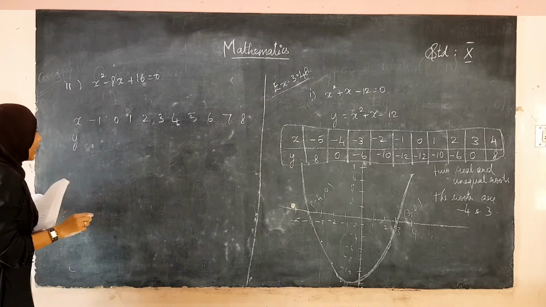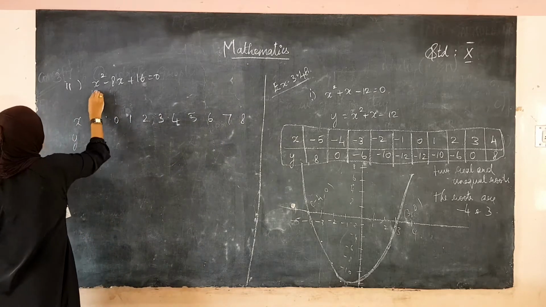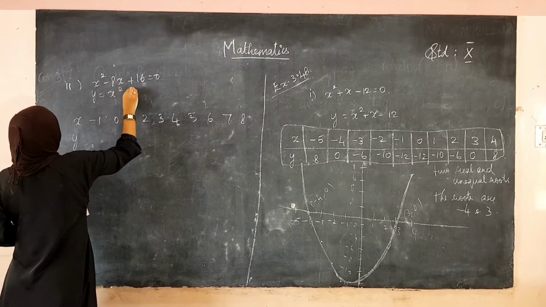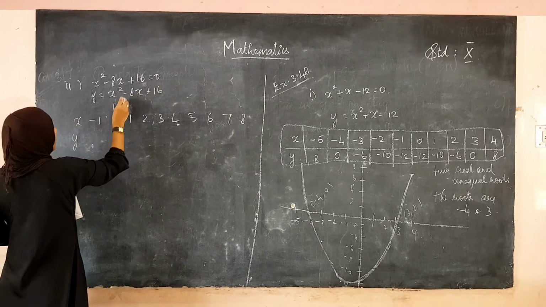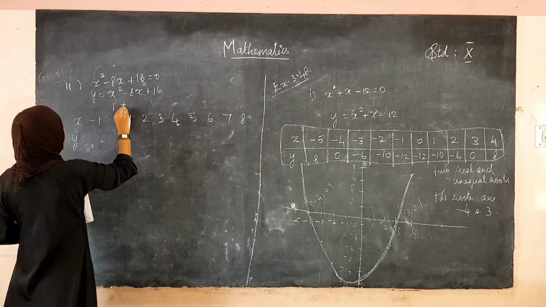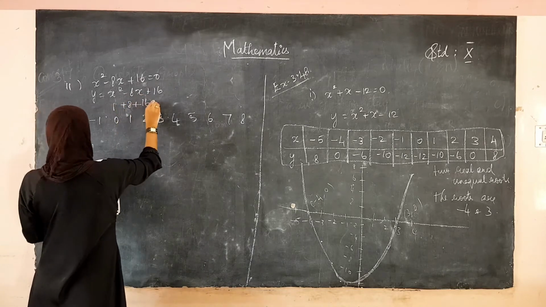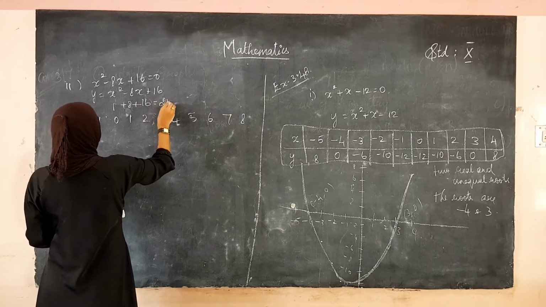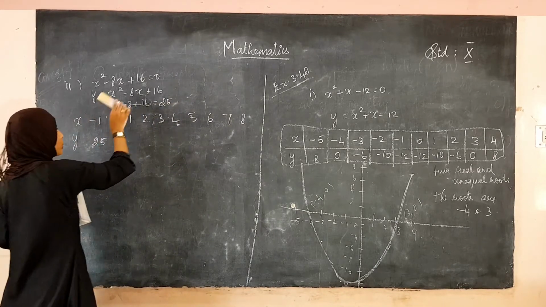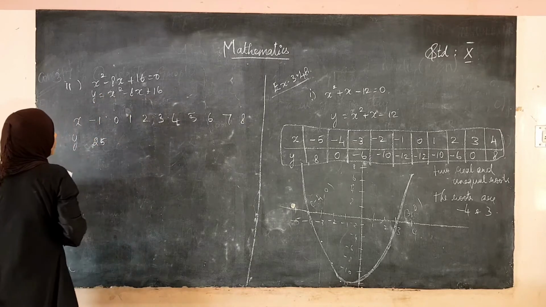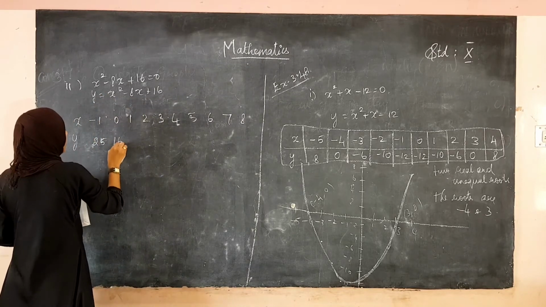See here, why we are taking this: when we put -1, y is equal to x squared minus 8x plus 16. What happens? (-1) squared is 1, -8 into -1 becomes +8, plus 16. The value is 25. We are getting the higher value, therefore we are starting from -1. And then for 0, it is 0, 0, and here it becomes 16.